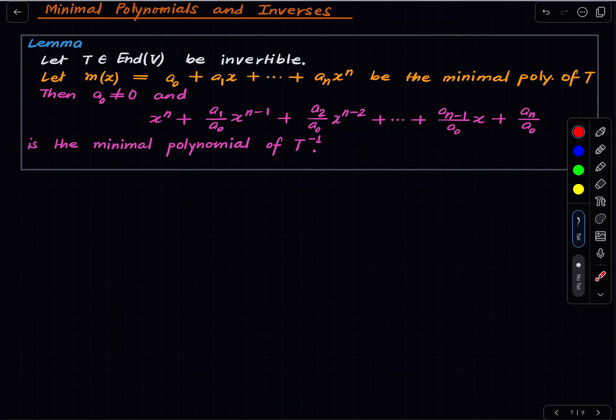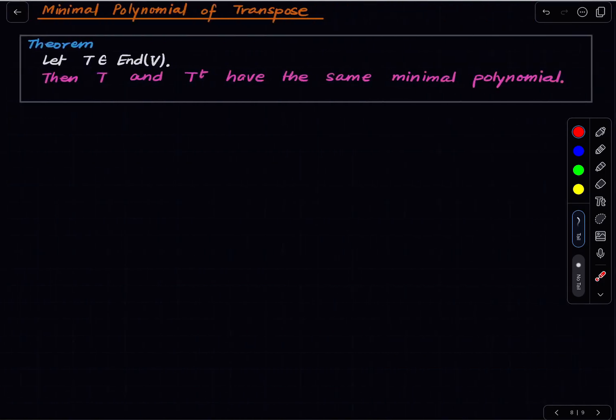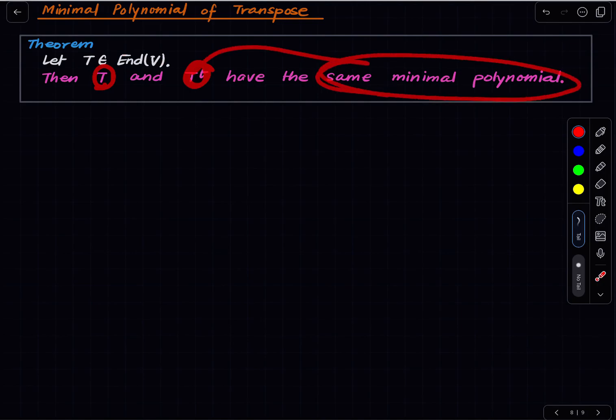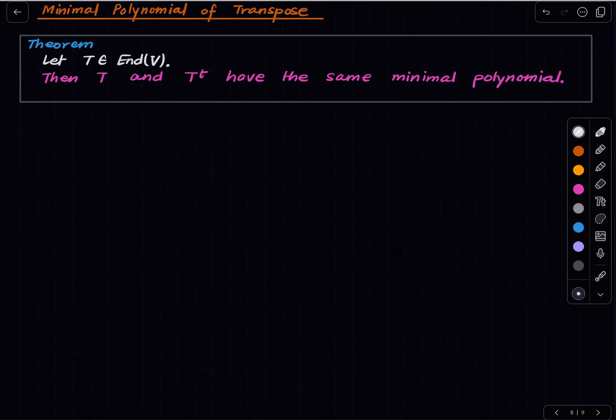Okay. And I think one last thing that we should definitely do is that if we are given an endomorphism T, then T and T transpose have the same minimal polynomial. Very interesting fact. So here is a proof. In particular, this says that T and T transpose have the exact same eigenvalues, something that is not obvious. Right? Because we know that the roots of the minimal polynomial are precisely the eigenvalues of any endomorphism. So if they have the same minimal polynomial, they have in particular the same eigenvalues.